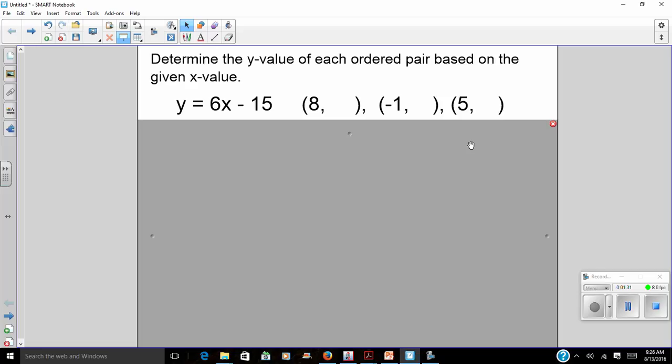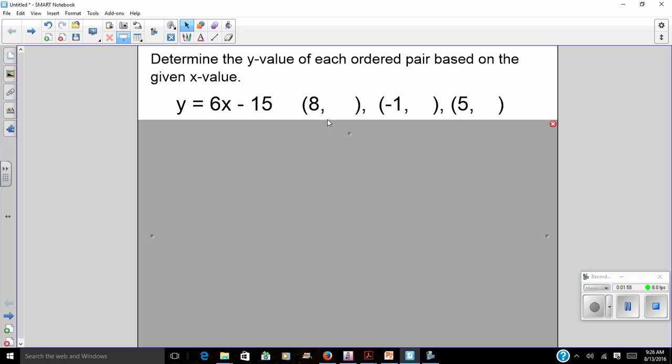What they are asking you to do is, using the equation y equals 6x minus 15, calculate what the output will be if the given input is 8. What is the y value? Likewise, if the input into this equation is -1, what will that output, or the y value, be? And again, if the input was 5, what will the output be, or the y value here?